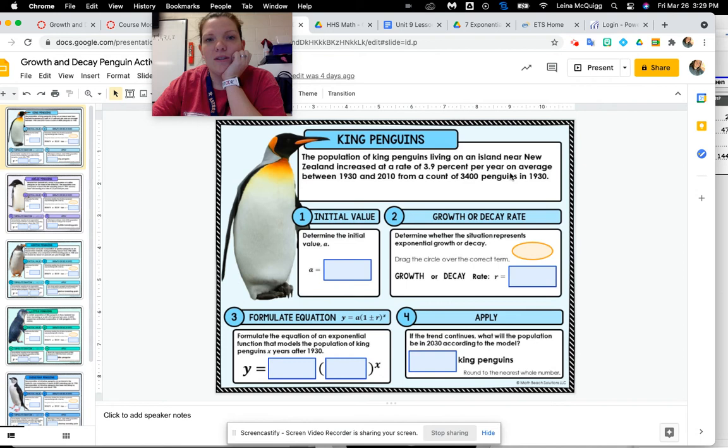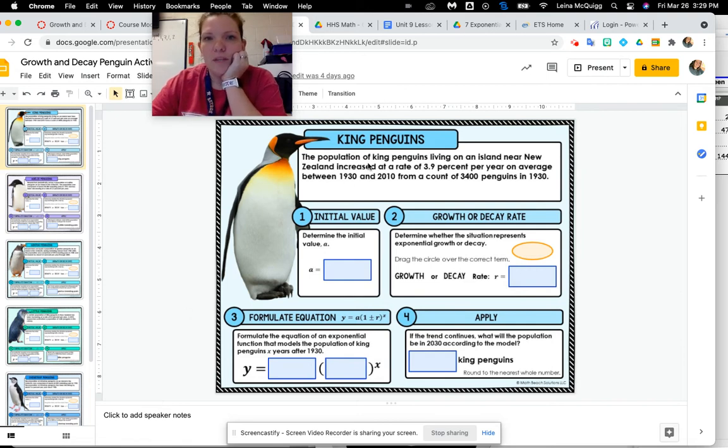So you should have this assignment, Growth and Decay of Penguins. For those of you that are in person, at this point, we're doing a different assignment in class, but it's the same concepts, okay? We just have it on paper, so it's different. Okay, so king penguins, here we go. I'm going to do the first one with you, and then I'm going to let you guys do the rest.